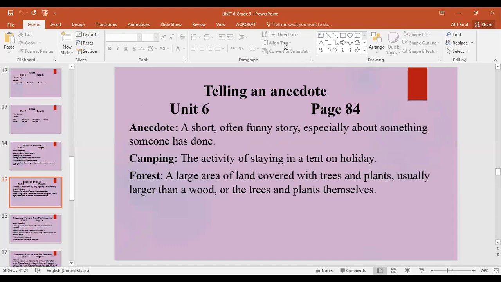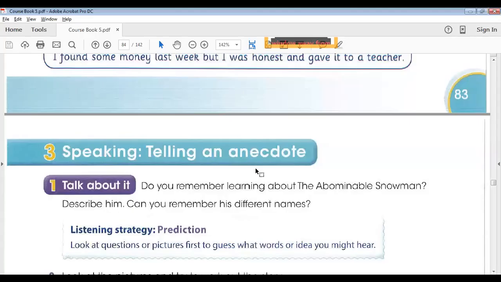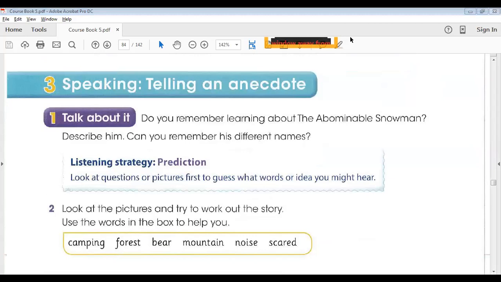So after that I asked the opening question to the class. The opening question was, do you remember learning about the abominable snowman? Describe him. Can you remember his different names? So some of the students participated and described the abominable snowman as they still remember the information we learned in the first lesson.